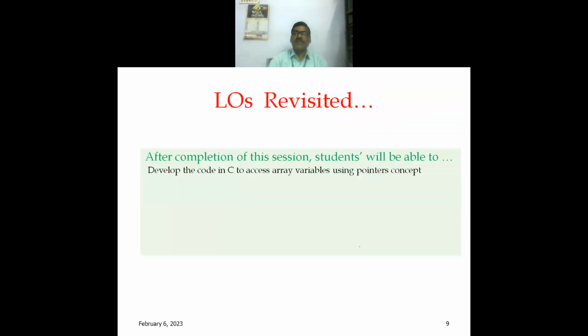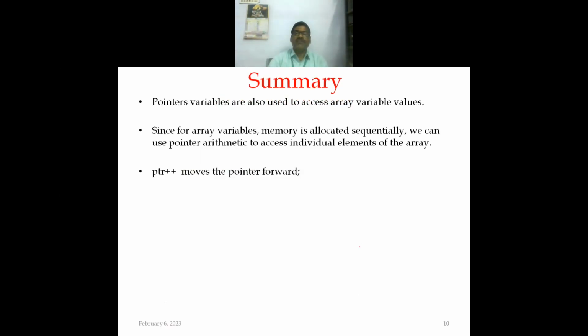So the learning outcomes are revisited here. After completion of this session, the students will be able to develop code in C language to access array variables using the pointer concept. So the summary of the session is that we discussed pointer variables and how they are used to access an array variable. Since memory is allocated sequentially for array variables, we can make use of pointer arithmetic to forward the pointer variable and access individual elements of the array without using subscripts. So ptr++ will move the pointer forward in the sequential memory allocation, that is, the array.